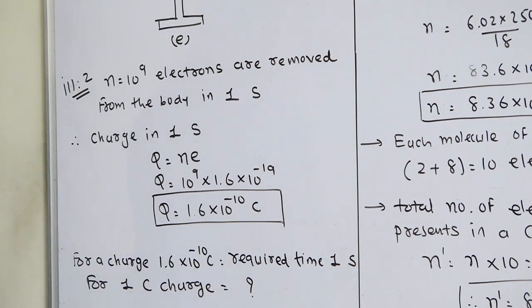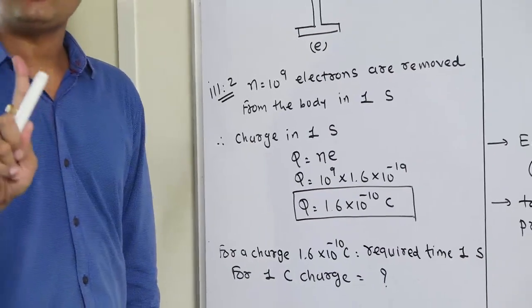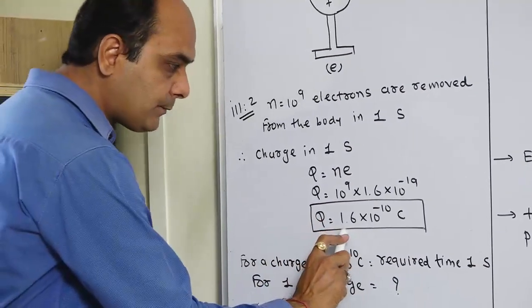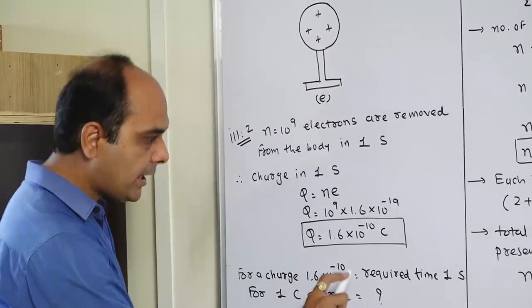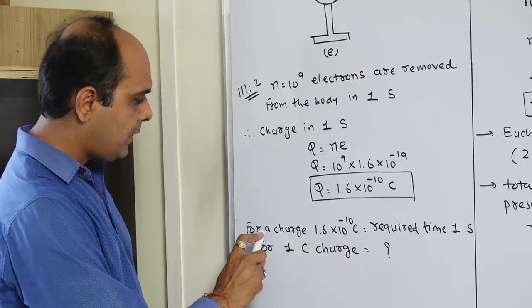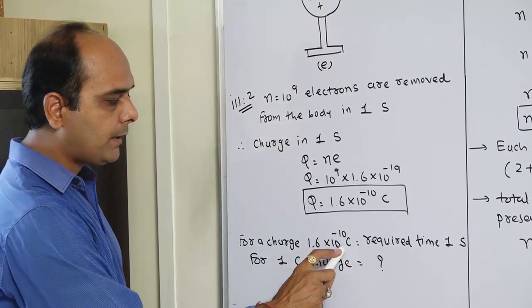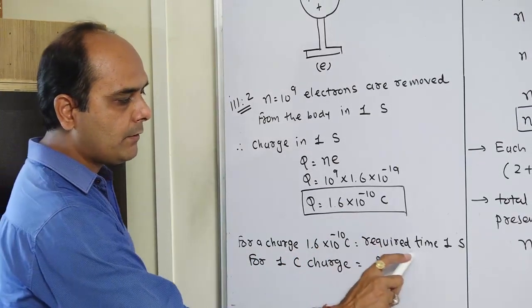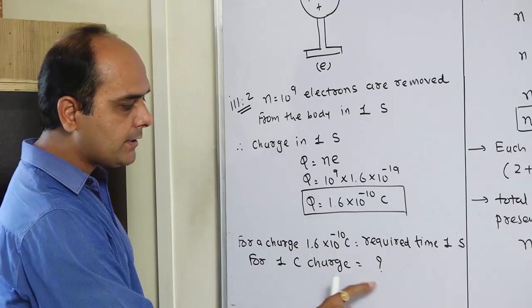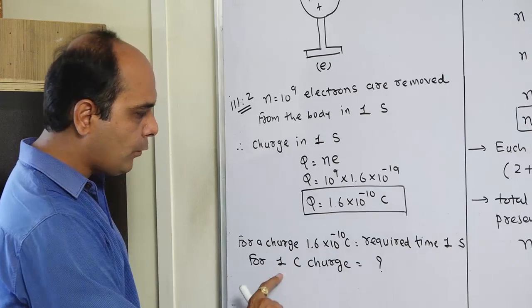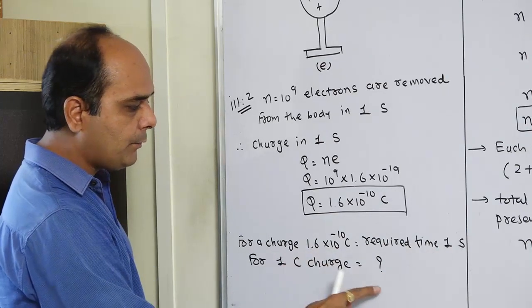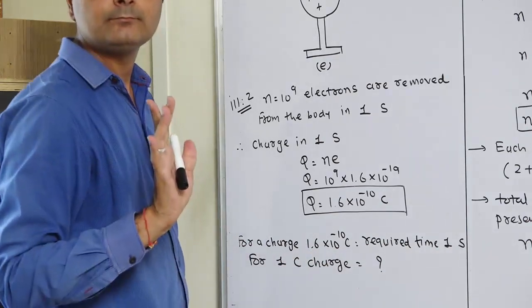So we require the time to produce the 1 coulomb charge. We write down this. For a charge of 1.6 into 10 to minus 10 coulomb, the required time is 1 second. For a 1 coulomb charge, time is dash. Student, now cross multiply, 1 into 1, divided by 1.6 into 10 to minus 10 coulomb.